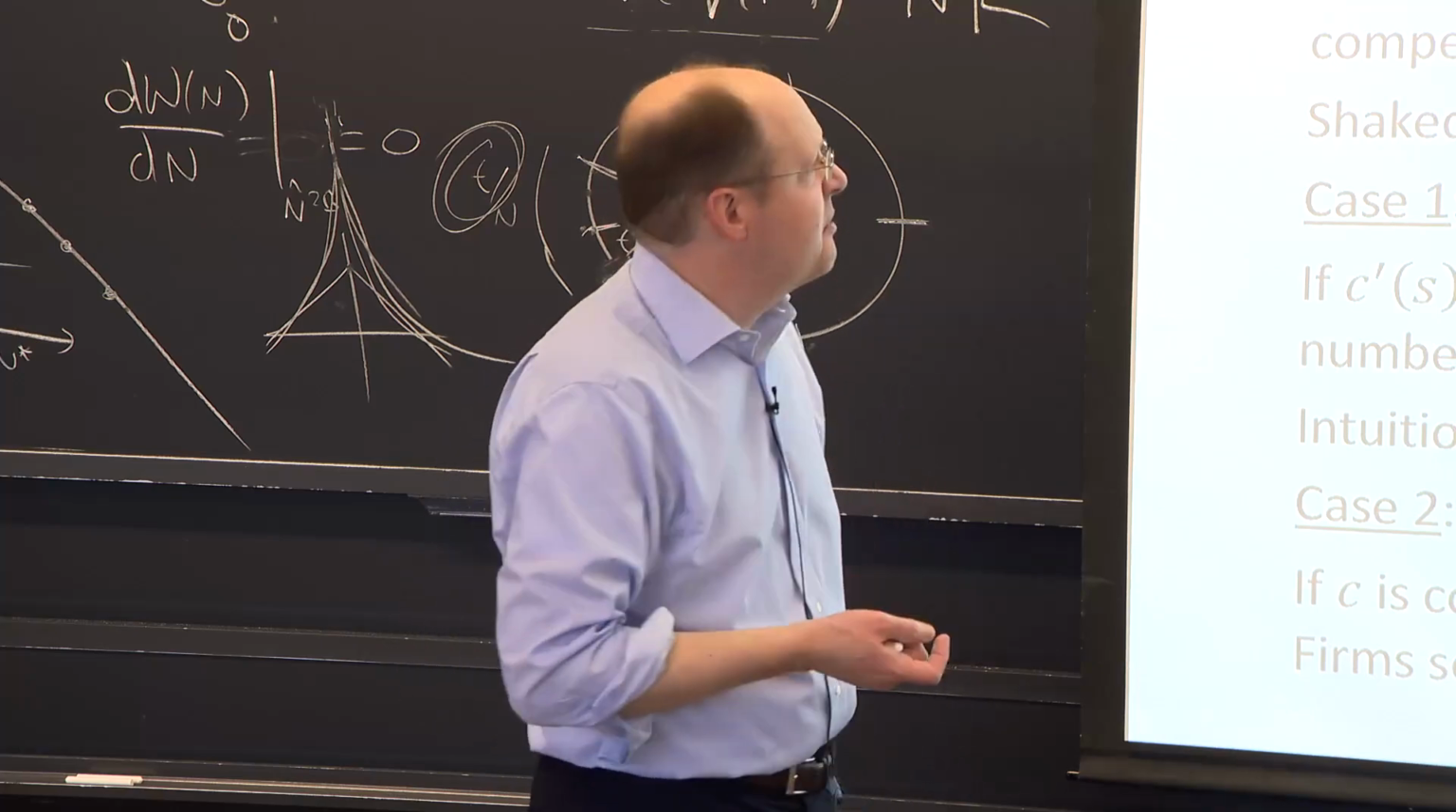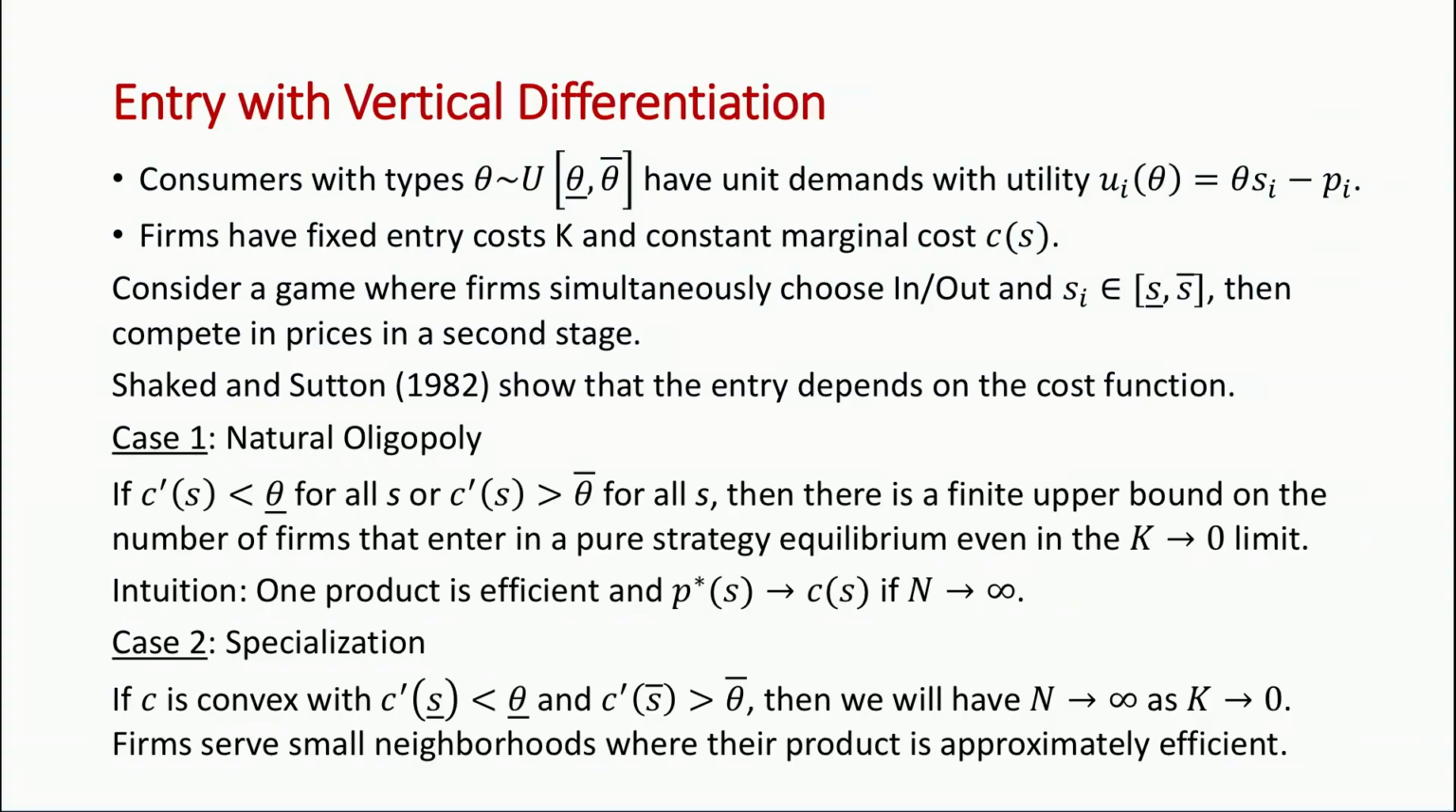Okay, entry with vertical differentiation. So let's go back again, review of our classic vertical differentiation model. You have consumers that have these vertical types theta. They have unit demands where your utility is theta times the quality of the good minus P. Let's assume that firms have fixed entry cost K, and then they have constant marginal cost C of S, where the higher quality products are more expensive to produce.